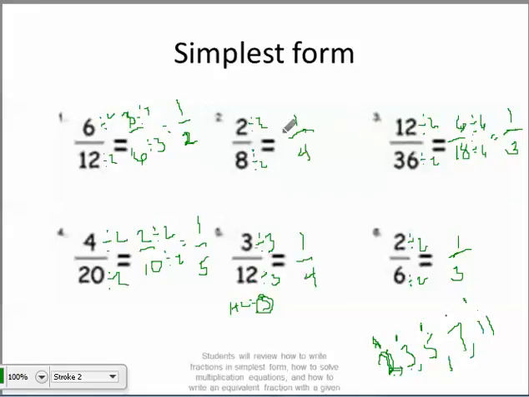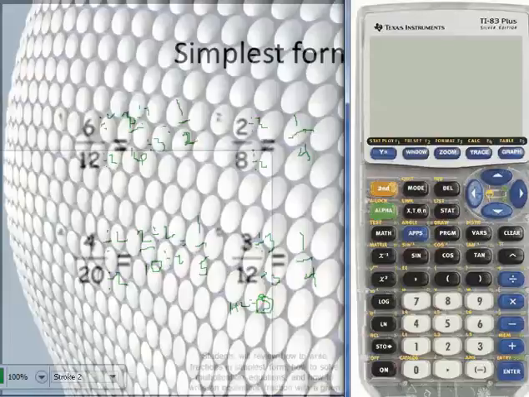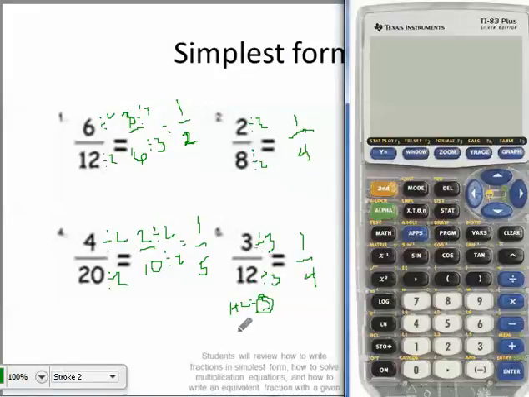Oh, wait a second. Calculator time. Does that mean I can use my calculator to do this? It's time to show you a calculator trick that you might not have known. Let's turn our calculators on real quickly here. I'm going to clear my calculator out here.